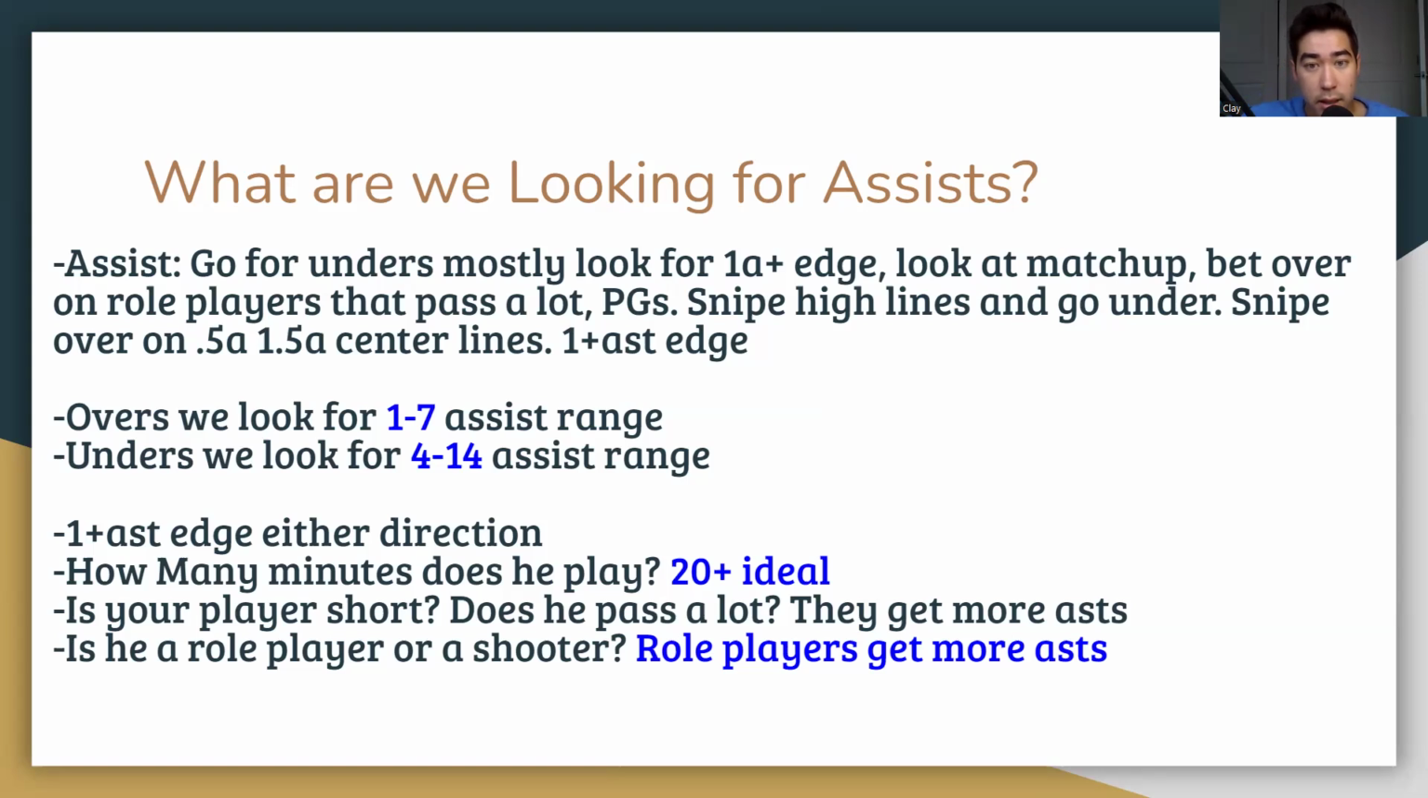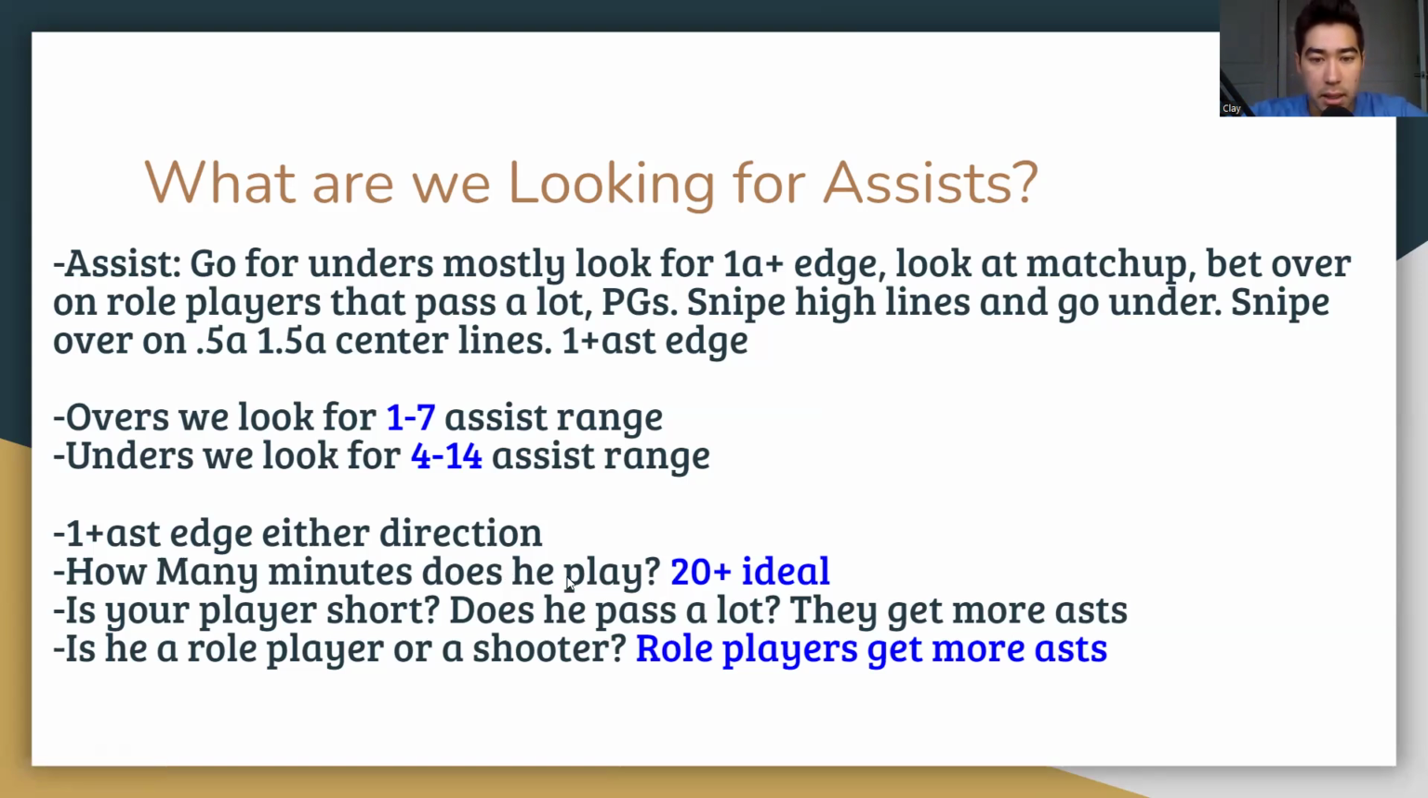So we're sniping high lines. We can also snipe the high line, so say Halliburton 11.5 assists. We're going under on that just because it's kind of ridiculous. But yeah, we want a 1+ assist edge in either direction.